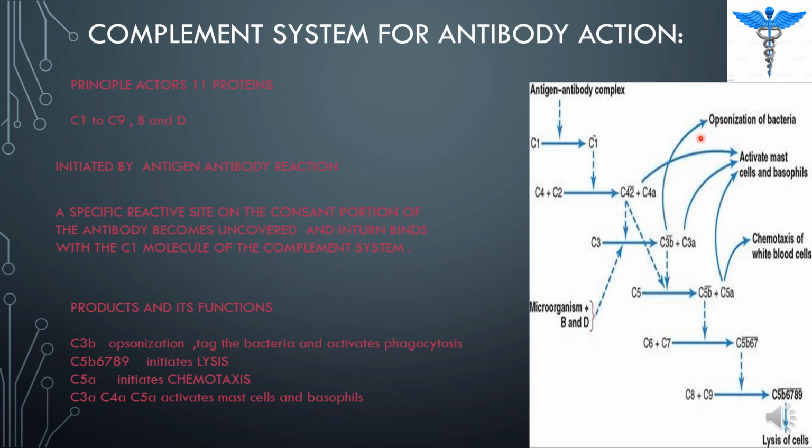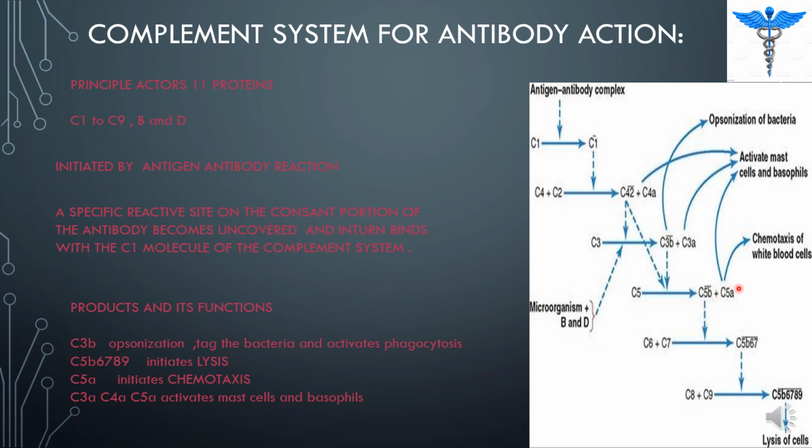Opsonization is basically the tagging of bacteria. This C3b identifies that some foreign particle has come in. It will stimulate or attract the phagocytic cell to come and phagocytize this bacteria. The other product you can see is C5, B, 6, 7, 8, 9. This product lyses the cell, meaning it ruptures the cell membrane, as I discussed previously.